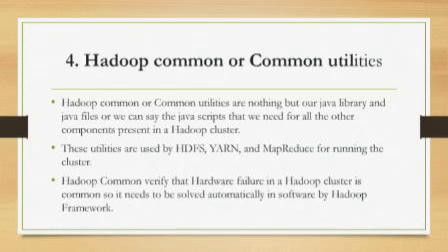Hadoop Common or common utilities. After the completion of YARN, now we are going to see what Hadoop Common or common utilities is. Hadoop Common or common utilities are nothing but our Java libraries and Java files, we can say, the Java scripts that we need for all the other components present in the Hadoop cluster. These utilities are used by HDFS, YARN and MapReduce for running the cluster. Hadoop Common verifies that hardware failure in a Hadoop cluster is common, so it needs to be handled automatically in software by the Hadoop framework.